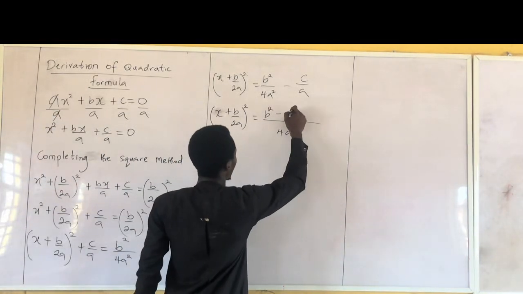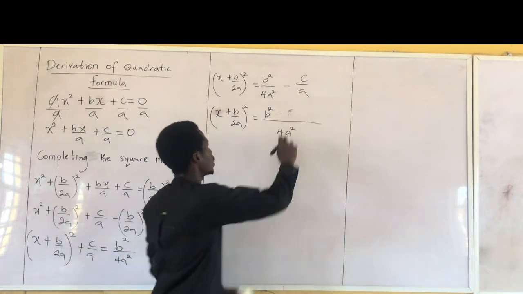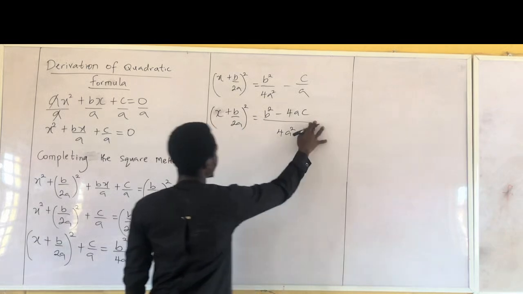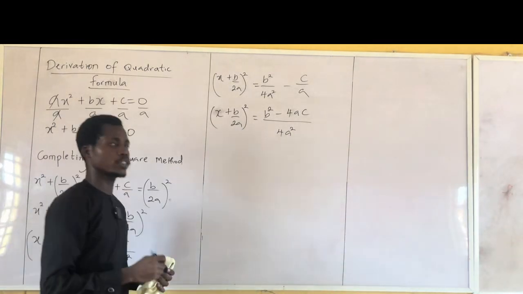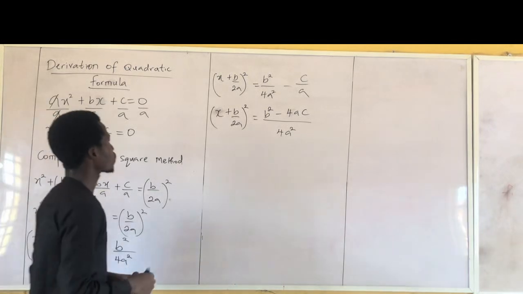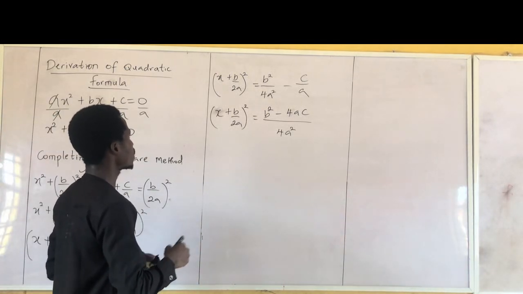Now, you will not just write 4a. That's 4a times c. That is going to give you 4ac. Very good. 4ac. Air condition. Okay? So what's the next thing to do from this point?